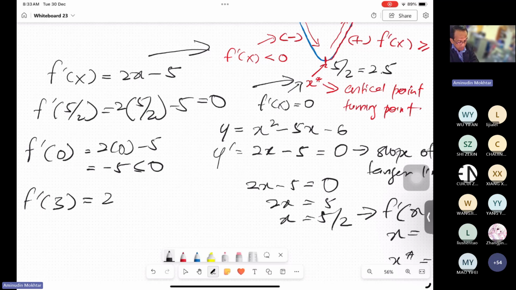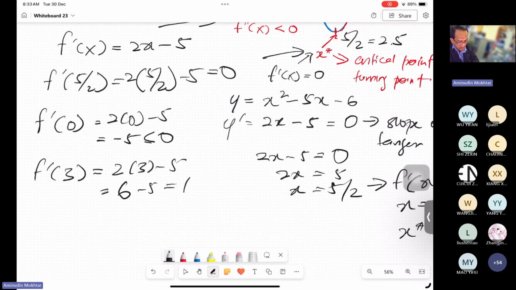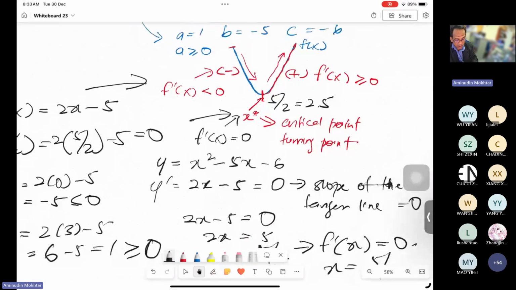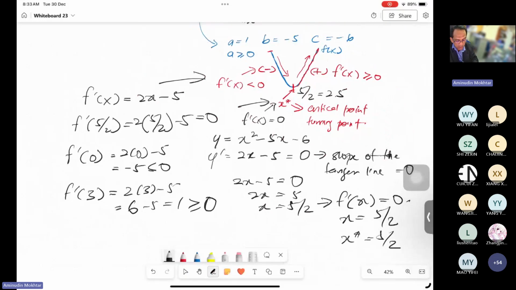But if I choose x equal to 3, a value greater than 2.5, what happens to the slope of the function? It is 2 times 3 minus 5, which equals 6 minus 5 equals 1. The slope of the function is greater than 0. It's positive. In other words, the function is increasing after x equals 2.5.